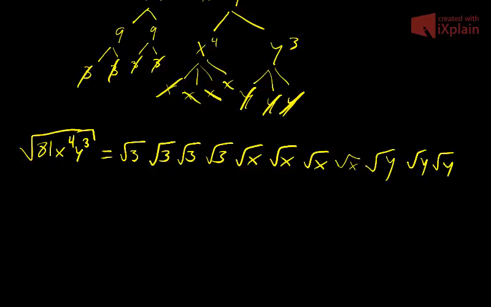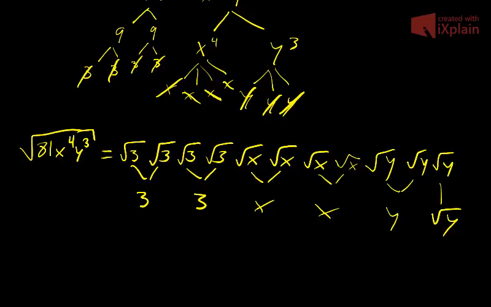But going through this, root 3 times root 3, it's going to give me 3. Root 3 times root 3 is 3. Root x and root x is x. Root x and root x is x. Root y and root y is y. And then I have this awkward square root of y at the end. Multiplying all these together, 3 times 3 is going to be 9. X times x is x squared. Y, root y. And this would be the simplified way of doing this.